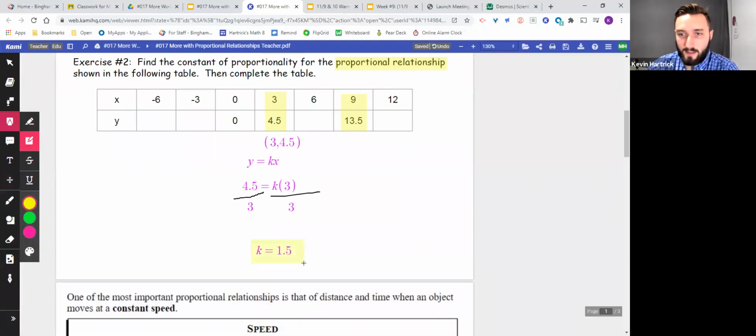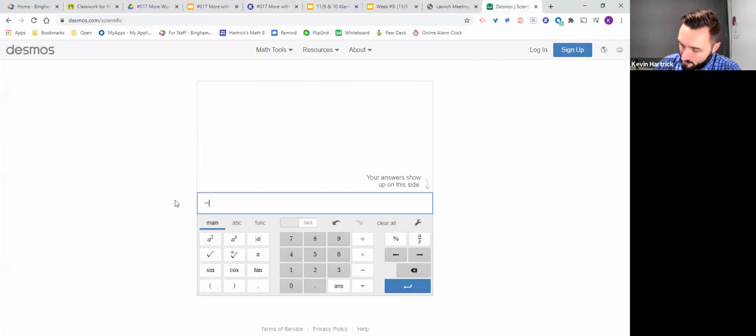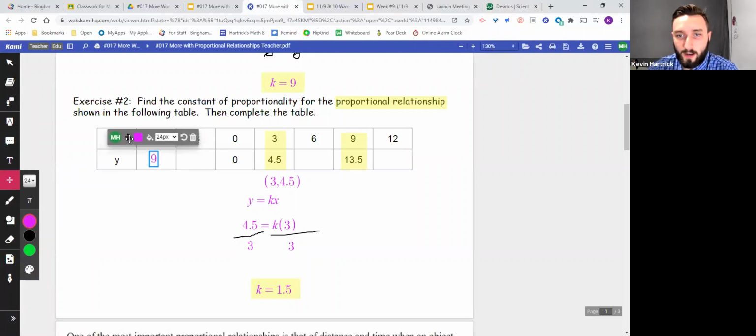So you guys are going to take this work. Now that you know the k, the constant of proportionality, remember to find a y given the constant of proportionality, you just take that x value and multiply it by the k. So let's do one of them. In order to find this y, I have to take -6 and multiply it by 1.5. So let's try that. -6 times 1.5, that gives me 9. So this y value here is a 9. And so on. You guys are going to finish out this table here, okay?